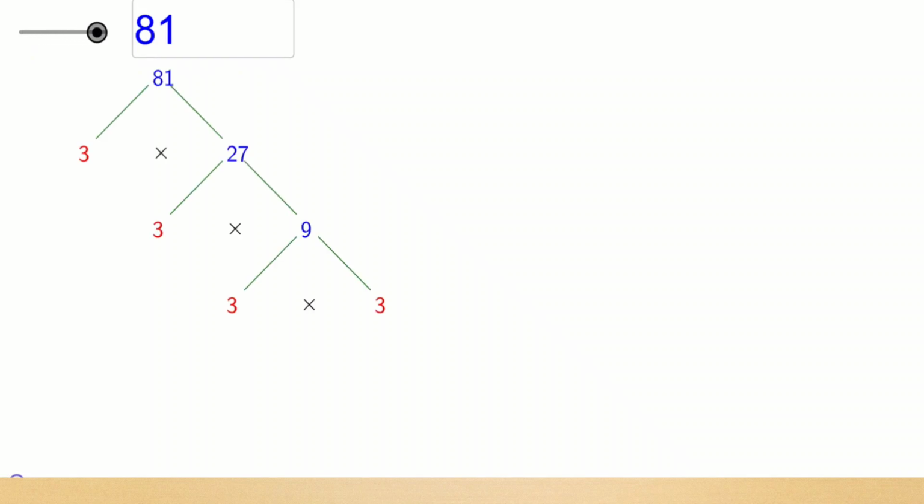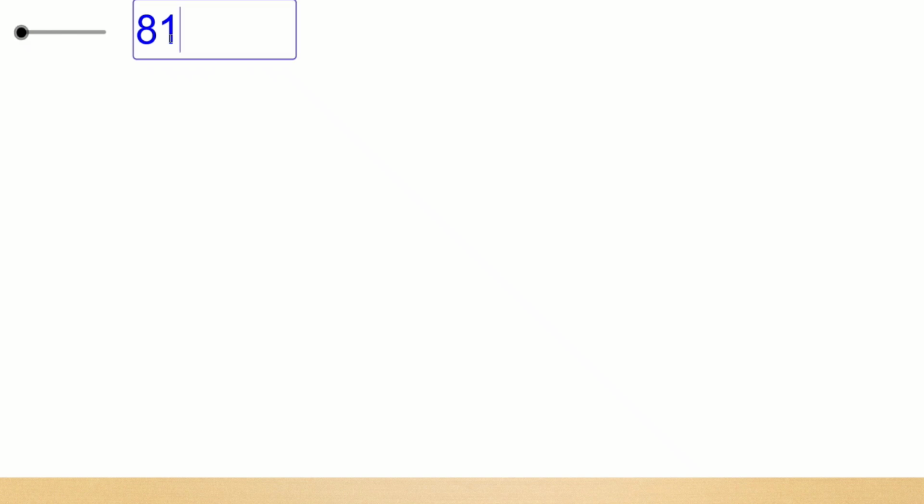Moving forward, if you see one more example, just have a look at 81. Again an odd number, not divisible by 2. So let's start with 3. Just check the process: 81 divided by 3 is 27, divided by 3 is 9, divided by 3 is 3. So ultimately we write 3 into 3 into 3 into 3. So this is called the factor tree method, with branches of a tree.